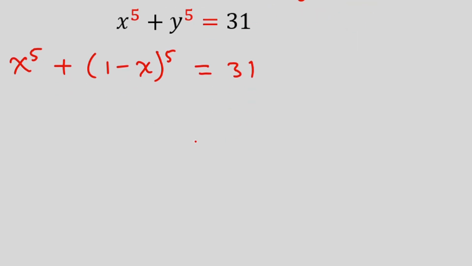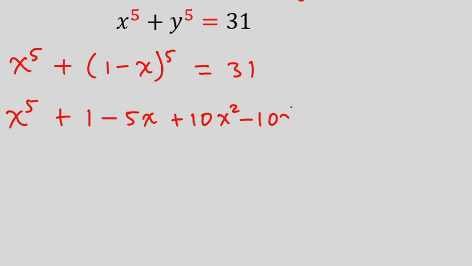Let's go ahead and then use Pascal's triangle to expand this term right here. So we're going to have x to the fifth power, which is the first term, then plus, expanding this, we will have 1 minus 5x plus 10x squared minus 10x to the third power plus 5x to the fourth power minus x to the fifth power is equal to 31. And if you look at it very carefully, you can see that this x to the fifth power will cancel this one. Now let's equate everything to 0.